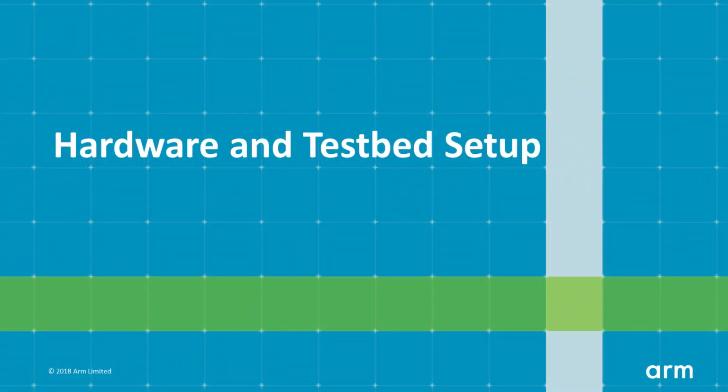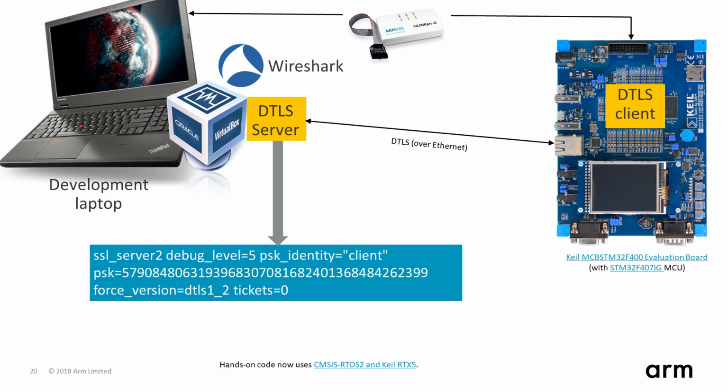Let me spend a minute on the hardware and testbed setup, since I've changed it slightly compared to previous webinars. For the hands-on, I will reuse the BSK-based authentication developed in the first webinar and the hardware-based random number generator from the third webinar as a starting point. Then we will add DTLS support to it.